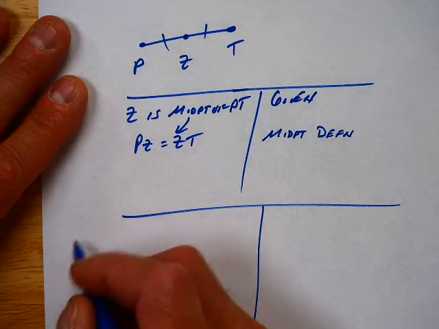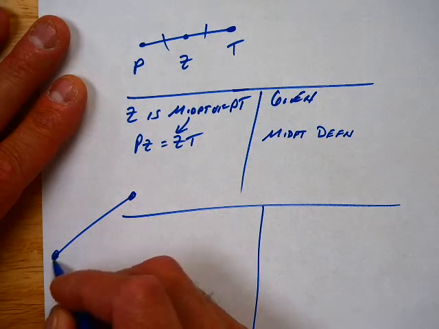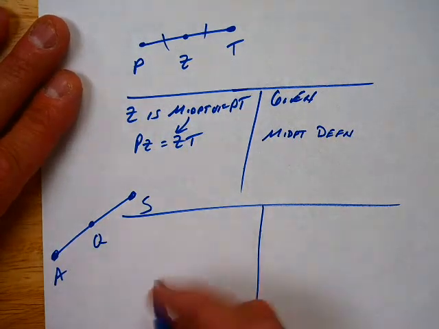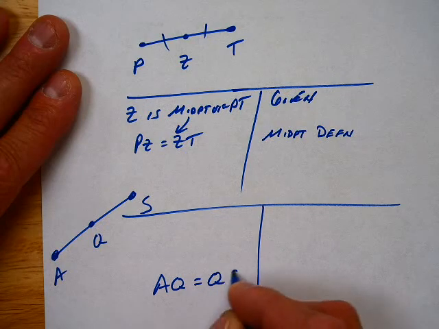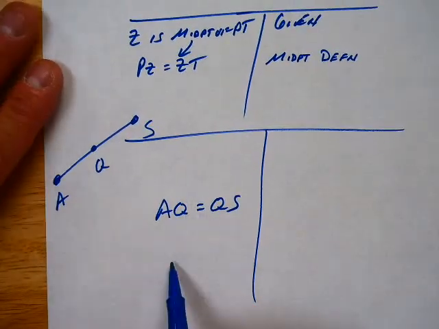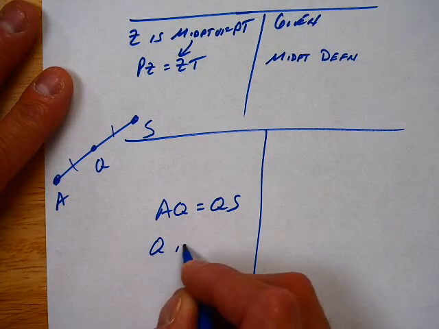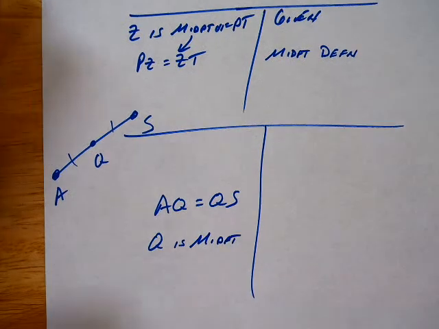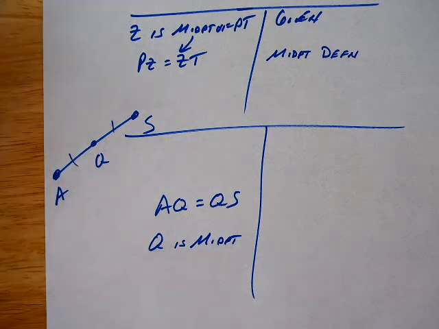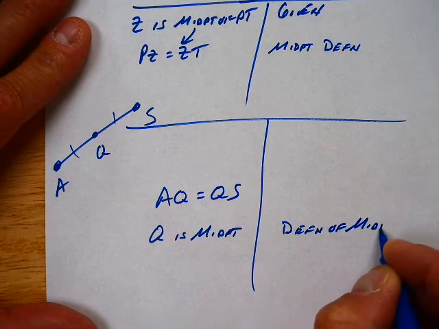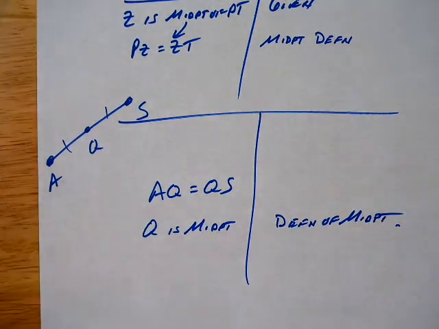Okay? Or we're going to do this a different way. If we have down here, and here's my picture, A, Q, S. If I have AQ equals QS, what can I conclude? If AQ and QS are the same, Q is the midpoint. Why? Definition of midpoint. Because that's what a midpoint is. Definition of midpoint. Okay? So, here's what we're going to do.